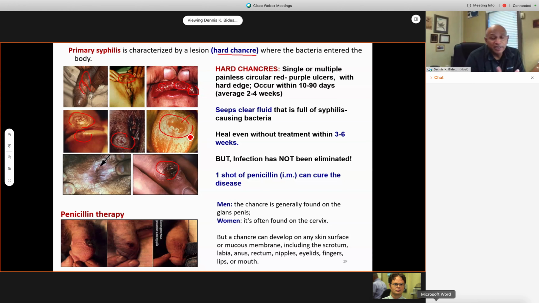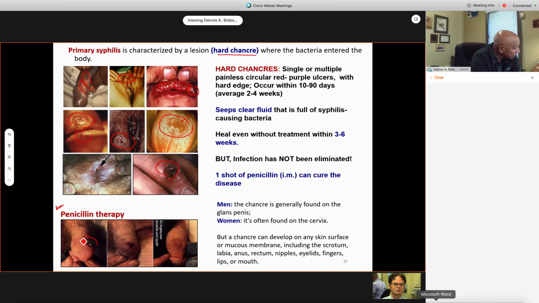Many times this lesion heals on its own, and basically the infection stops at this point. But you can't take the chance to say the patient's cured. The best time to treat a disease is in the primary stage. So here's a good example. Penicillin still works for this against Treponema pallidum. It's a very good drug unless people are allergic to penicillin, which can happen, by the way.